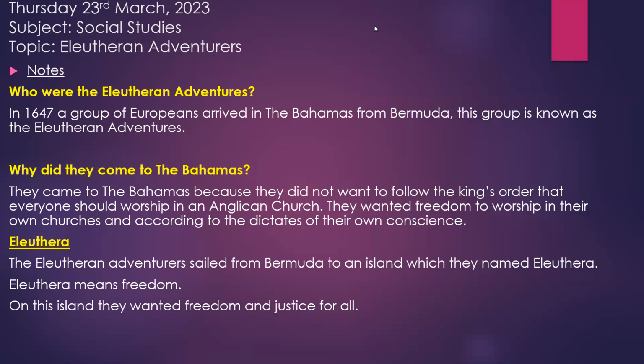Okay, all right. So Jennifer, what does Eleuthera mean? Eleuthera means freedom. Good. And on this island, what did they want for all? Justice. Very good. Justice and freedom. Good.